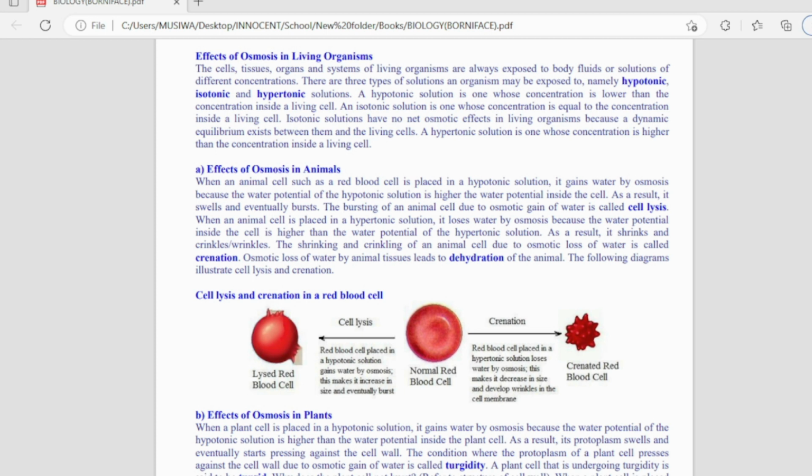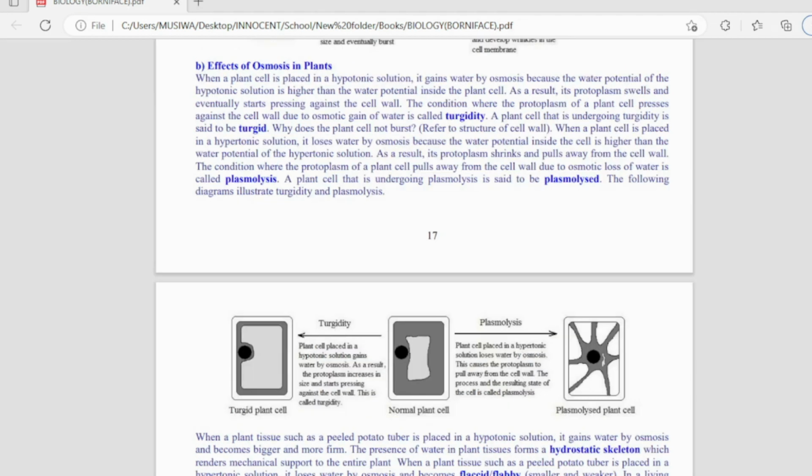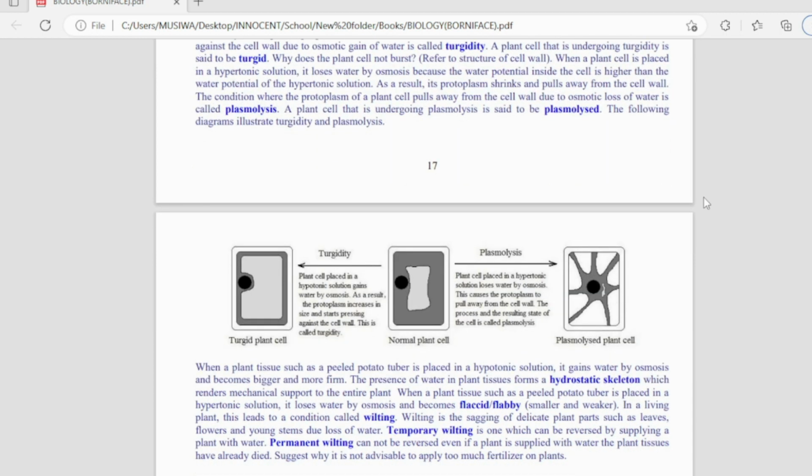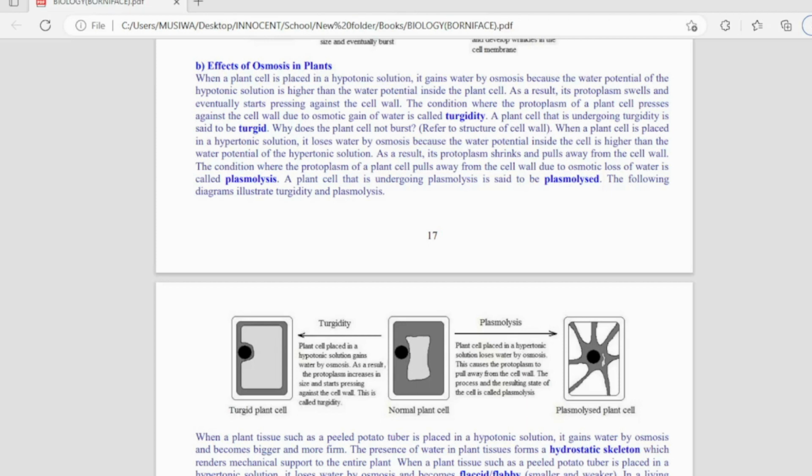Now, what are the effects of osmosis in plants? When a plant cell is placed in a hypotonic solution, it gains water by osmosis. As a result, its protoplasm swells up and it eventually starts pressing against the cell wall. The condition where the protoplasm of the plant cell presses against the cell wall due to osmotic gain of water is called turgidity. The plant cell does not burst because it has a cell wall.